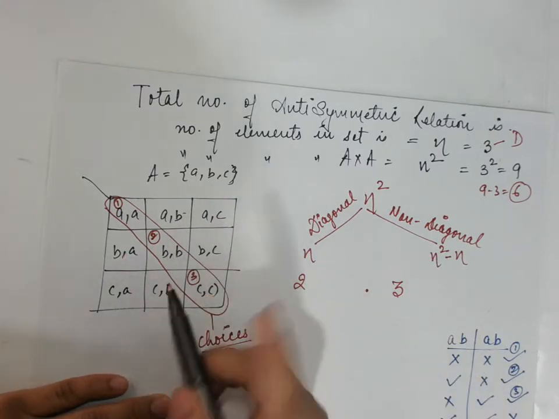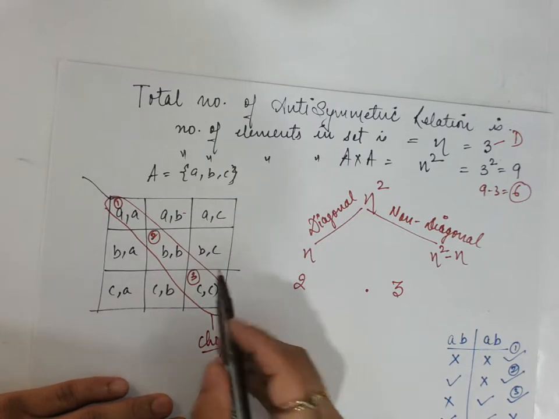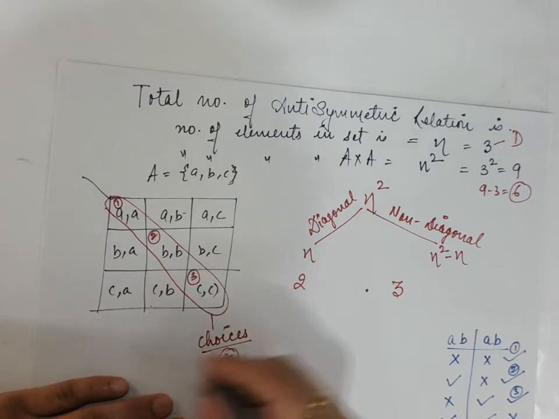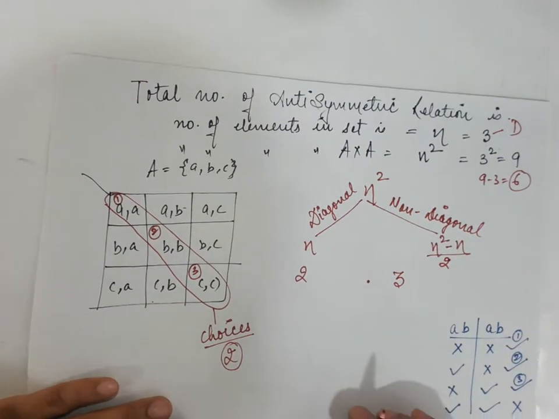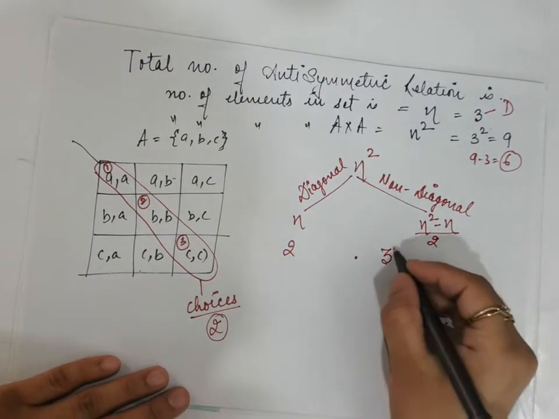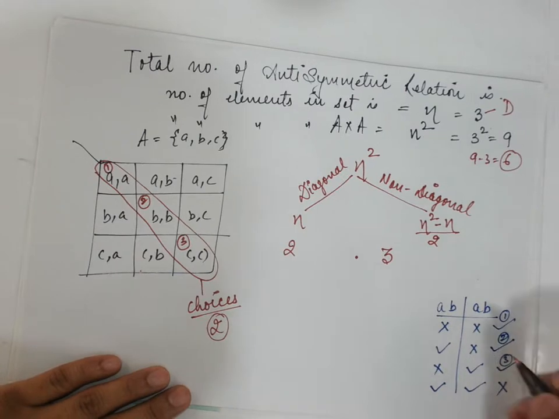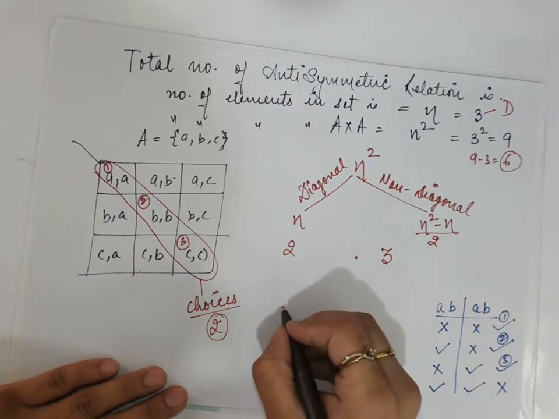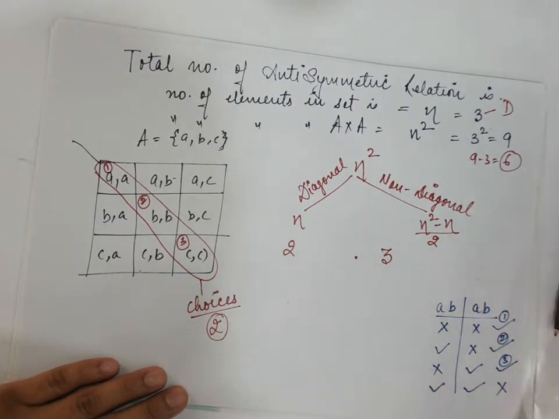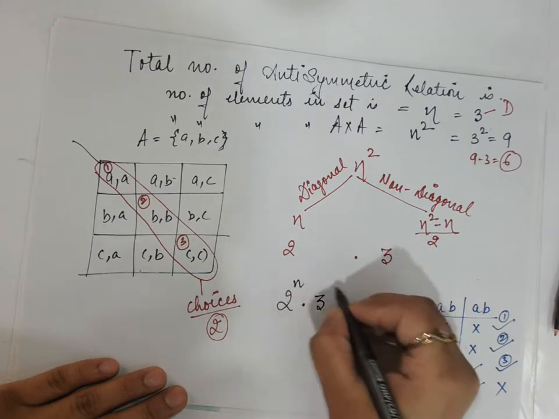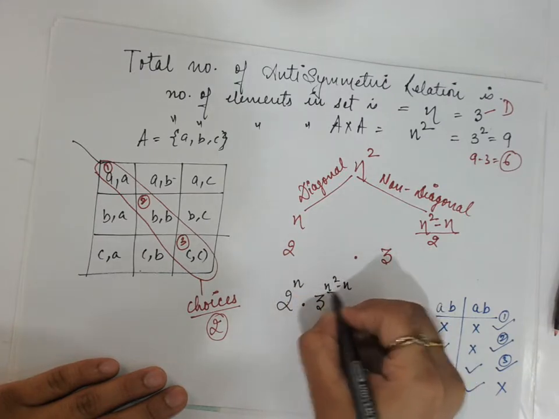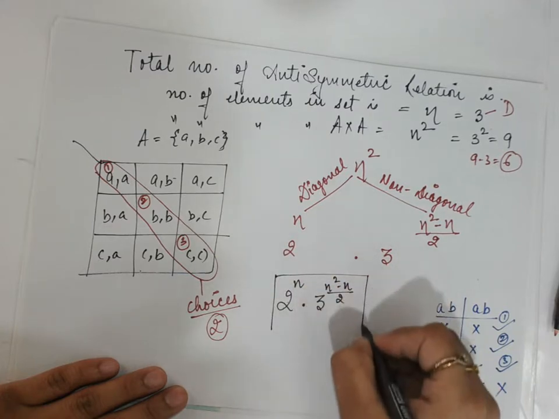If AC is present, then CA is not present in a relation. If BC is present, then CB is not present in a relation. Therefore the non-diagonal parts are divided into two, and they have three choices: one choice, two choice and three choice. Therefore the total number of antisymmetric relations possible is 2 raised to power n, dot 3 raised to power (n square minus n) by 2.